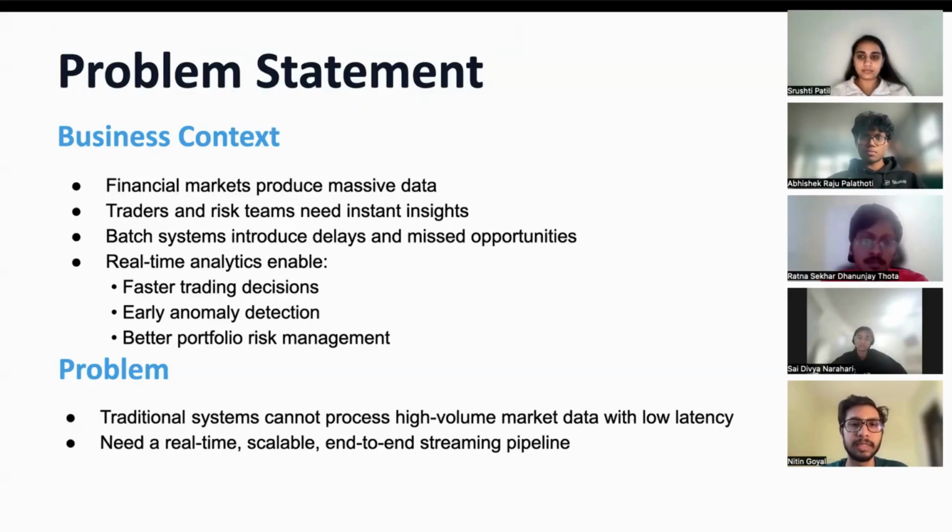Traditional batch processing systems, where data is analyzed every few minutes or hours, these delays lead to missed trading opportunities, delayed anomaly detections, and slower response to market changes. Modern financial institutions need systems that can process high volume market data with low latency, detect patterns and anomalies in real time, scale to handle millions of events, and provide actionable insights immediately.